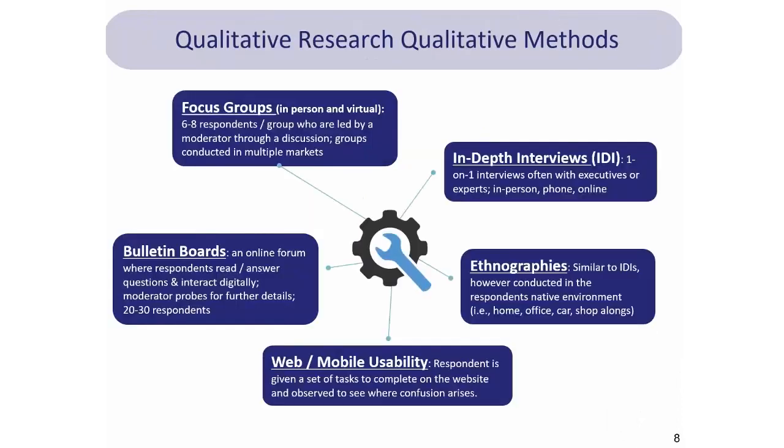So what are these different qualitative research methods? I've listed 5 here, which are the typical ones. We've got focus groups, in-depth interviews or IDIs, ethnographies, web or mobile usability, and bulletin boards. So let's start off with the traditional one, which is the focus group. And they can be in person or virtual. And it's a discussion with 6 to 8 people typically in a group.